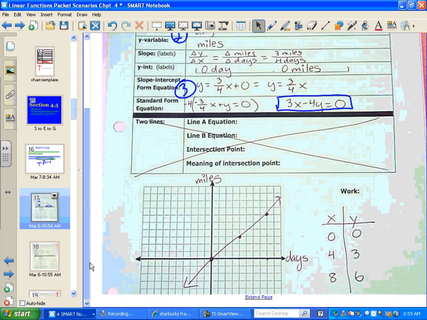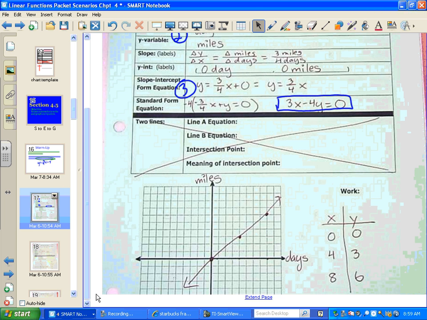Okay, let's go to the graph. So you need to label the axes. The x-axis is days, y-axis is miles. I would use table values of 0, 4, and 8. Well, why would we, actually, you guys can tell me. Why would I use those values? What happened to 1, 2, and 3?